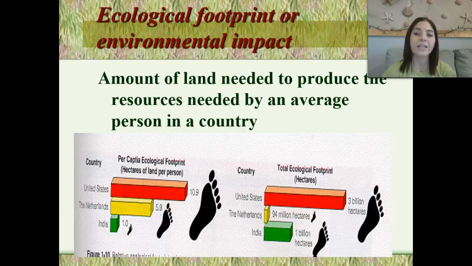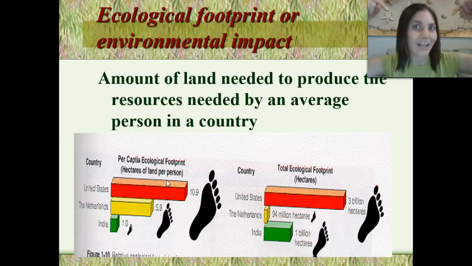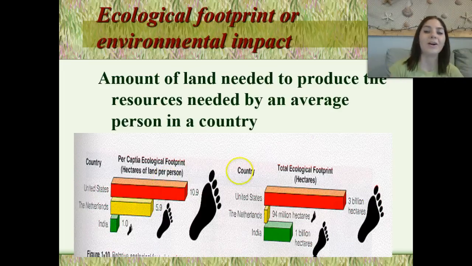So we have what we call an ecological footprint, or environmental impact. This is the amount of land needed to produce the resources needed by an average person in that country. So of course, if you look here, draw your eyes downwards, you can see that people in the United States and the population in the United States have a pretty big footprint. And that's not a good thing right now.